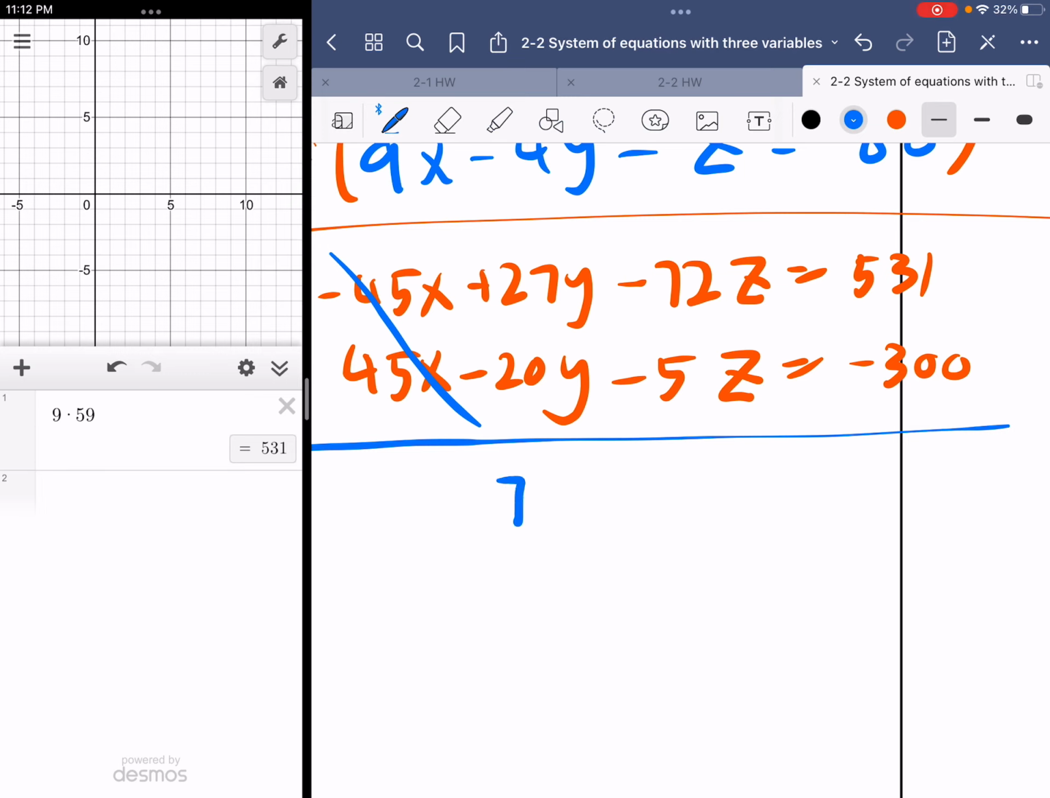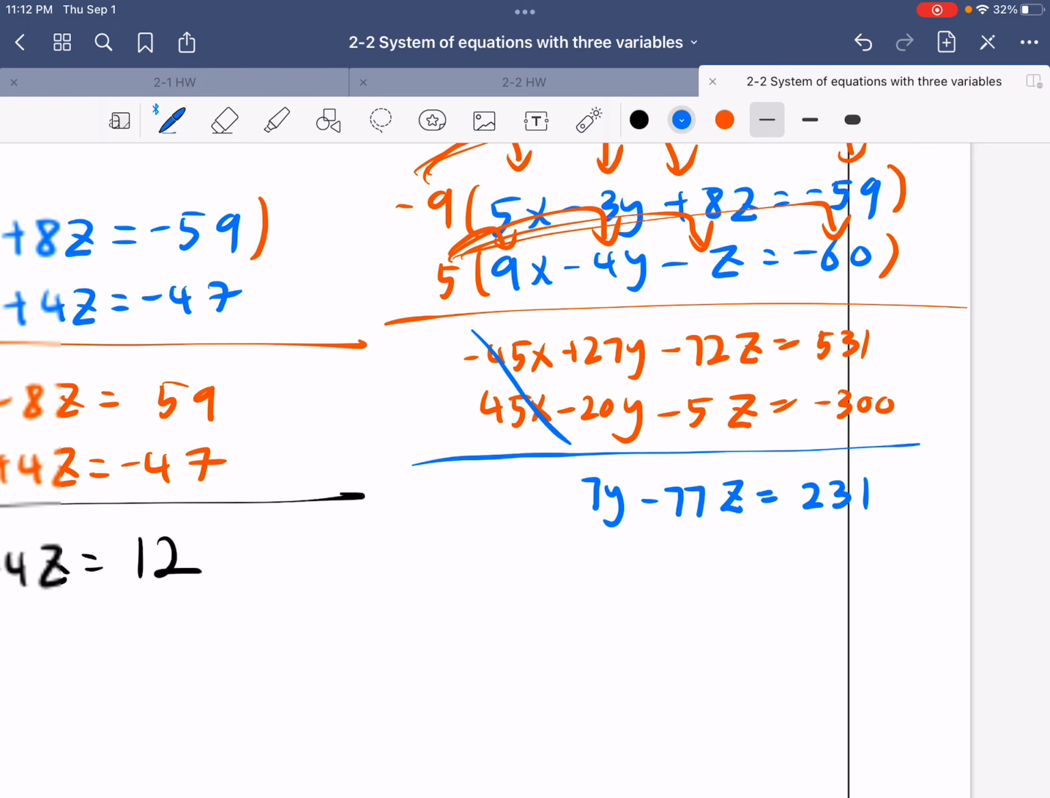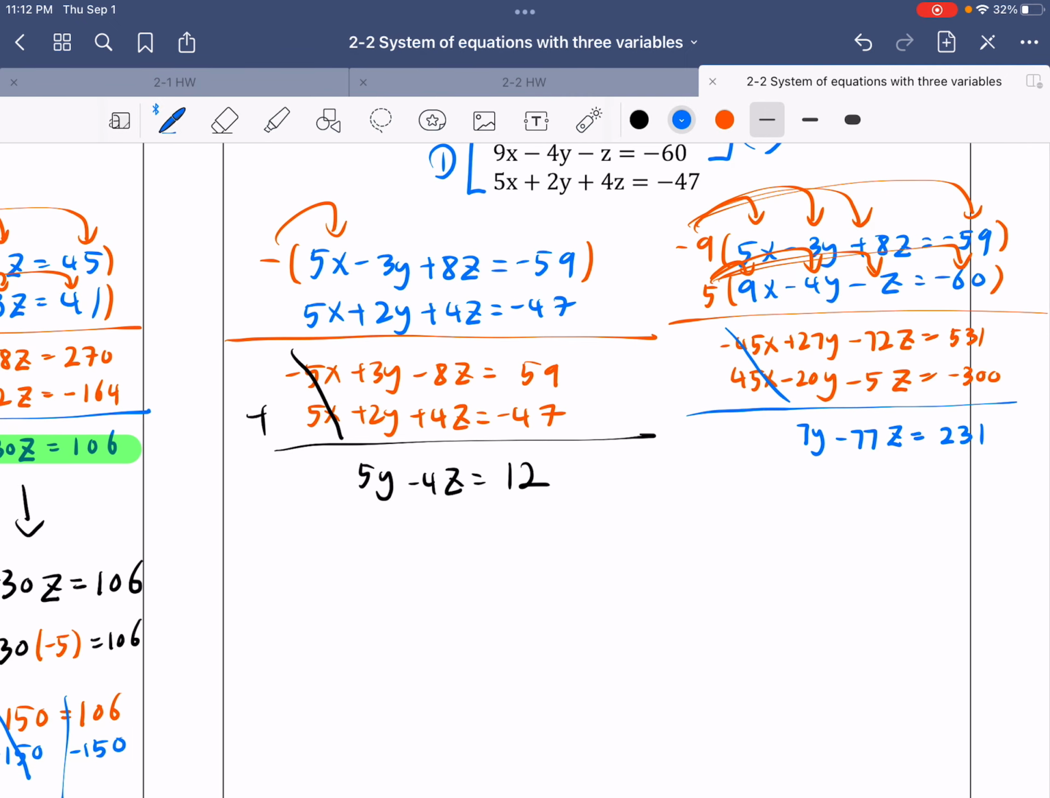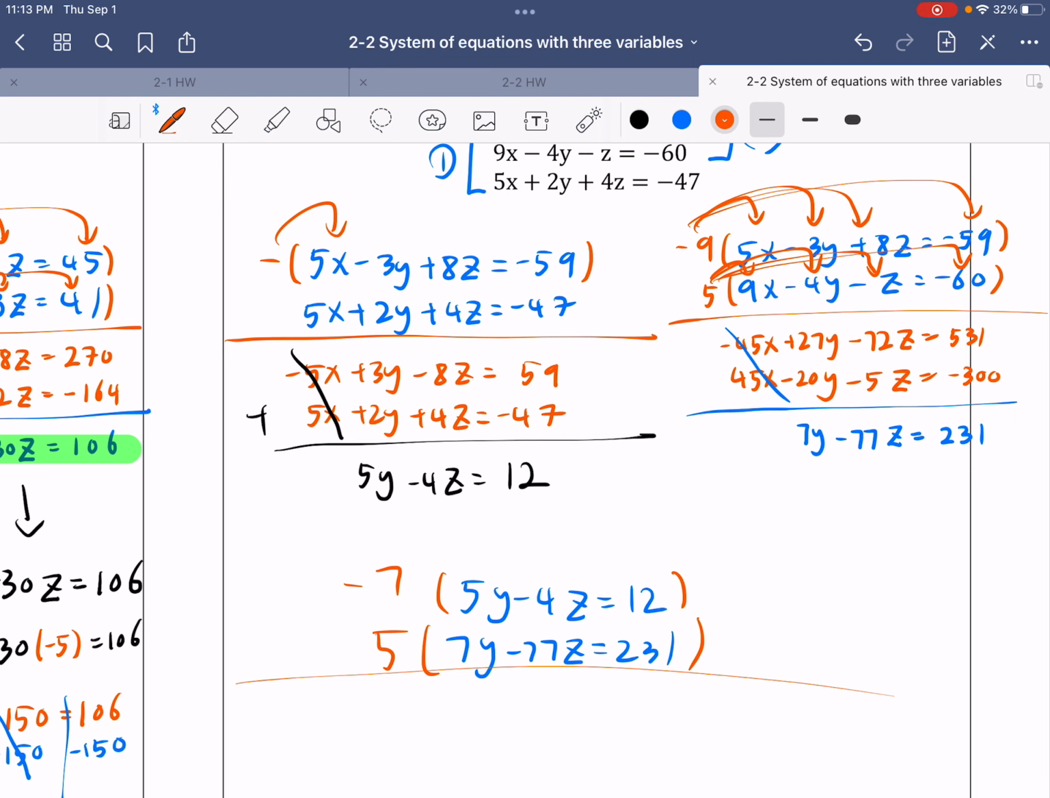27y minus 20y will give you 7y. Negative 72 minus 5 will give you negative 77z equals 531 minus 300, which will give you 231. I believe I did not make any mistake. Okay, so yep, that's about it. And after that, what you are gonna do is you will set these two together, like 5y minus 4z equals 12 and 7y minus 77z equals 231, and you flip multiply, and again they don't have the same size, so you're gonna put a negative to one of these, and if you do it, you will get it done.